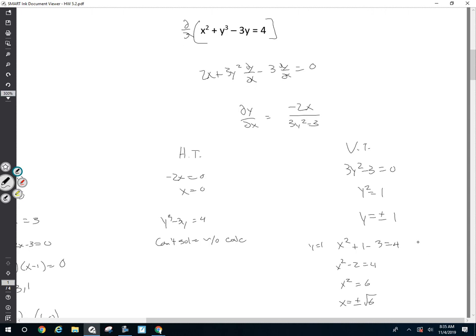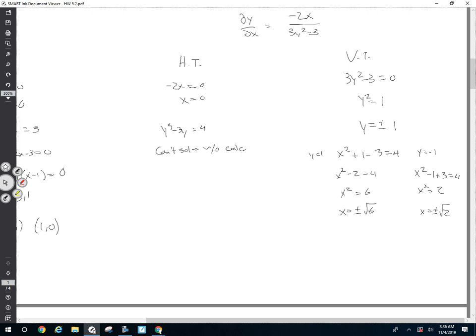Okay, if y is negative 1: x squared minus 1 plus 3 equals 4. X squared equals 2. X equals plus or minus root 2. Got a lot of points. We got like 4 potentially. We're going to have to look at this graph because if this is correct, that's impressive. We got root 2, negative 1, negative root 2, 1.